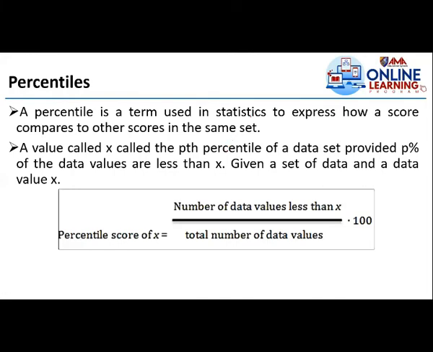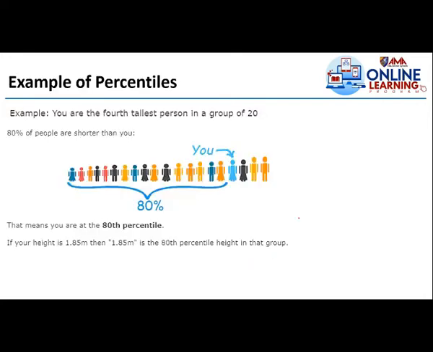Let's go with percentiles. So percentile is the term used in statistics to express how a score compares to other scores in the same set. Let's have an example para mas maintindihan. Ito yung formula. Percentile score of X is the number of data values less than X over the total number of data values times 100. Now, if you are the fourth tallest person in a group of 20, ikaw to.